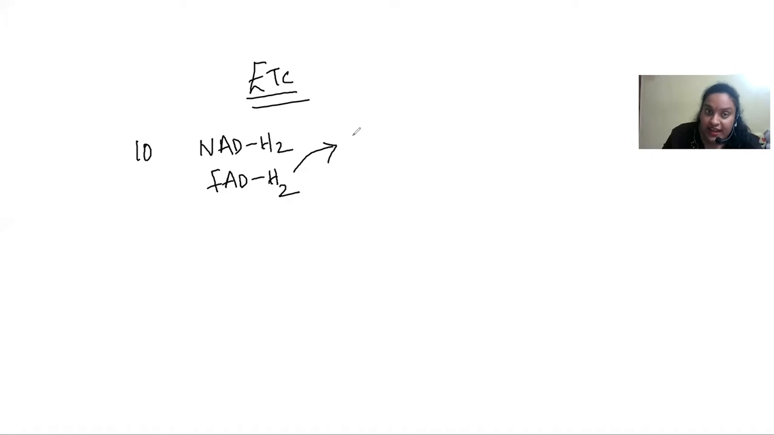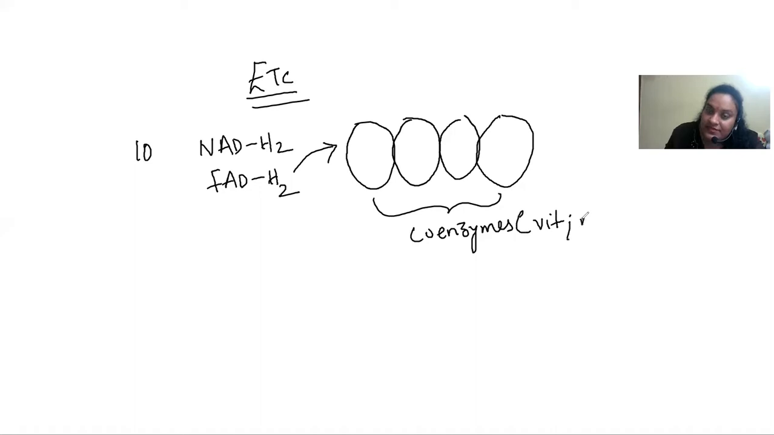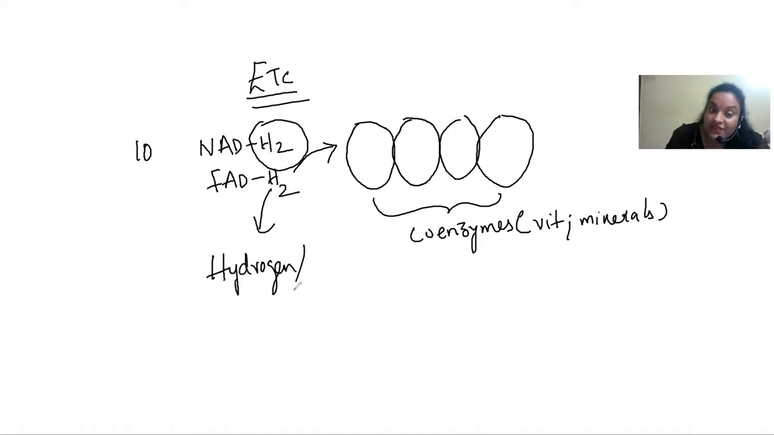And now what they do is they are going to encounter the series of coenzymes which are present. For instance, these are the coenzymes which are present in the inner membrane. What are all these things? Coenzymes. And you all know that coenzymes can be vitamins or they can be minerals. So now what happens is the high energy hydrogens, or I will even refer to them as high energy electrons.